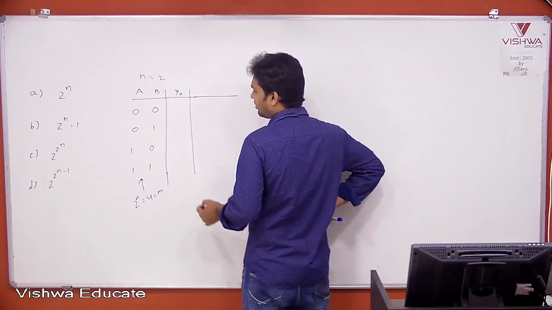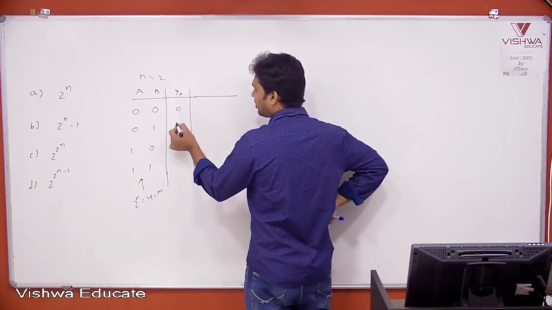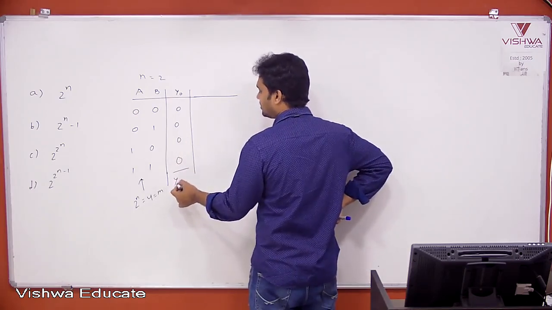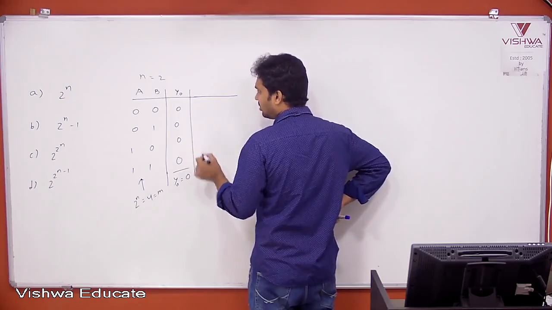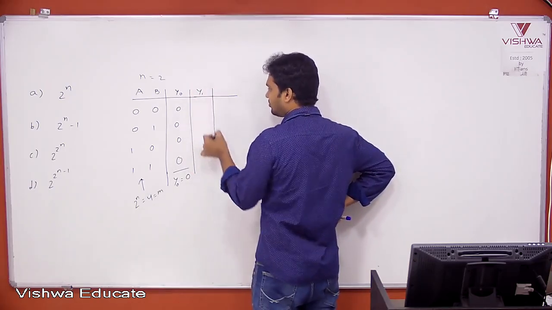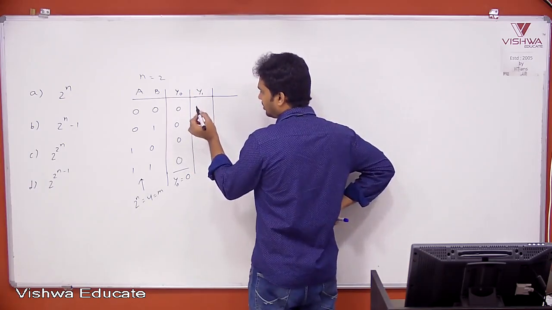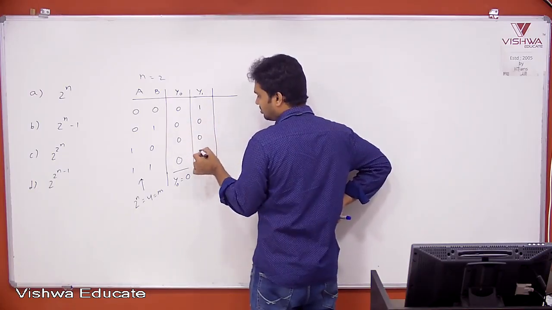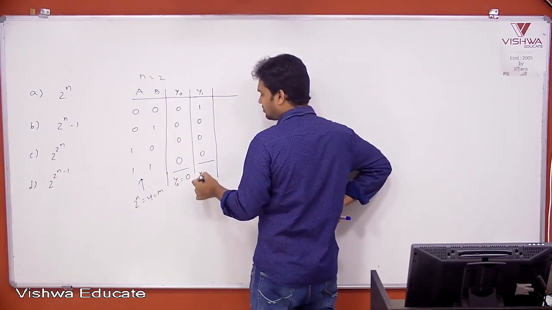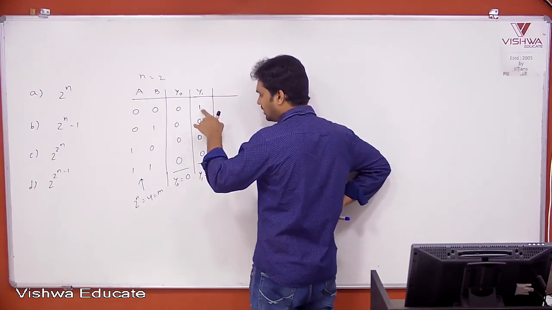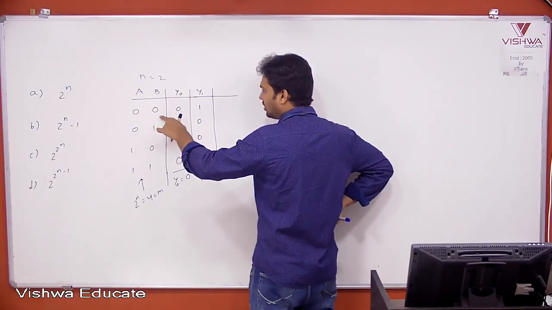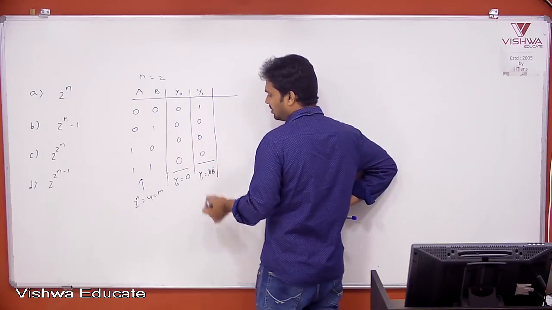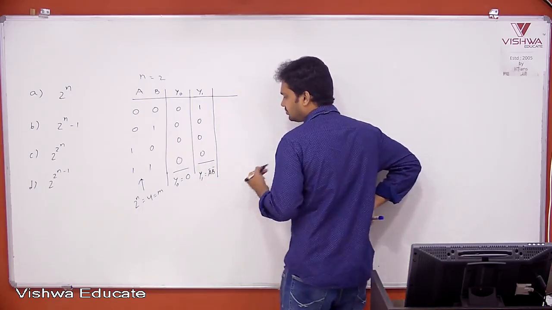So, for example, I can form a function which is 0 for all the input combinations. What is y0? It is by default 0 for all. Similarly, I can form one function which is 1 for the first case, and for the remaining cases it is 0. What is y1? It is 1 only here, which is nothing but minterm 0 only. What is minterm 0? A bar b bar, sum of the minterm 0.